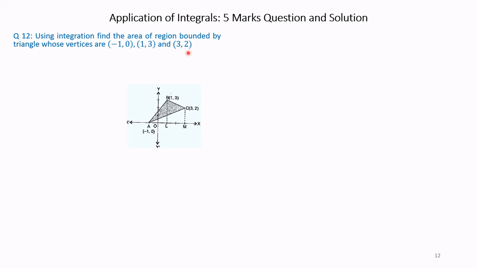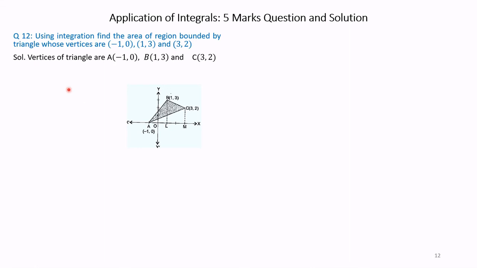Here the vertices are given in terms of their coordinates. See, the points are -1, 0. So A is point A in the diagram. It is shown in the diagram. A is -1, 0. B is 1 and 3 and C is 3 and 2. It is shown in the diagram. So since coordinates are given, you are not required to calculate intersections and other cumbersome calculations. It is very simple.